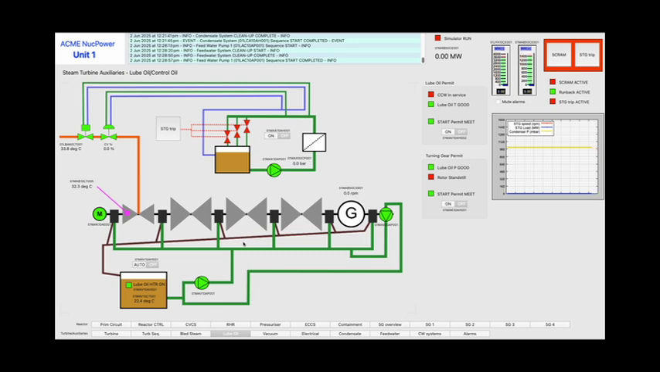Steam turbine is cold, about 32 degrees, and rotor is at standstill. First we need to heat the lubricating oil. Select lube oil tank heater to automatic. We can skip forward as this may take some time.